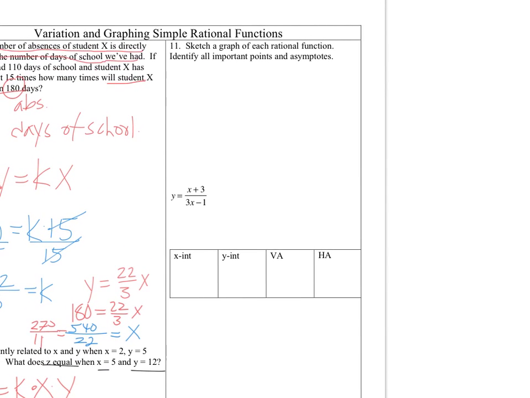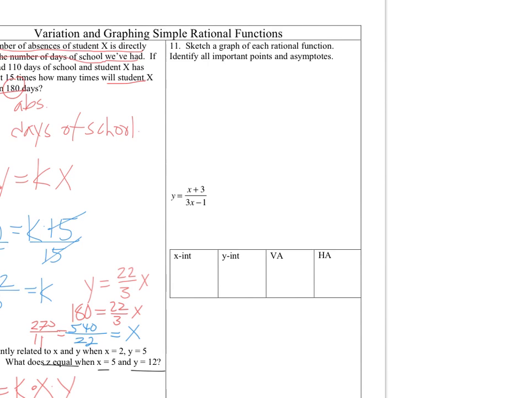All right. We've got to sketch a graph of this rational function. We've got to identify any important points and asymptotes. We've got some general strategies for this. We've got to find a couple points, and we've got to take the time to identify some asymptotes.